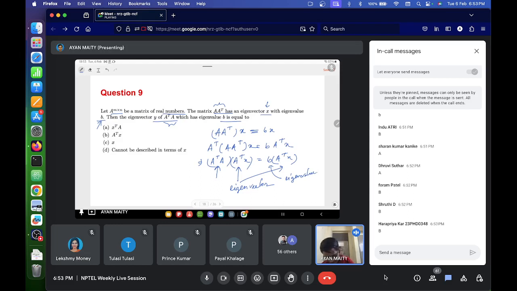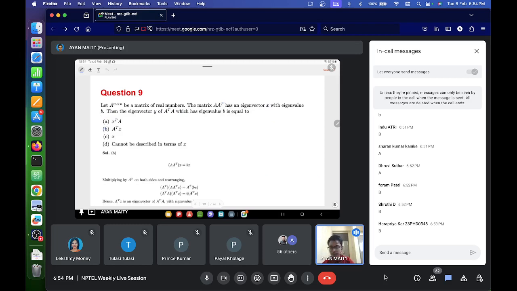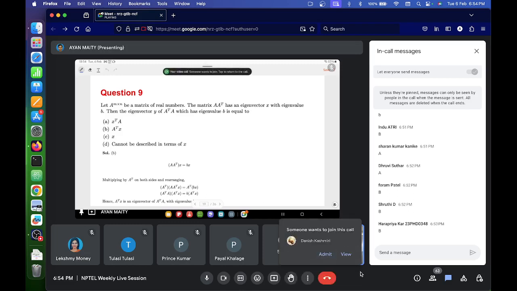For this matrix A transpose A, you have to find the eigenvector for which the eigenvalue is B. So for this matrix A transpose A, the eigenvalue is B. In that case, the eigenvector is A transpose X. So option B is the correct answer. Is it understandable?